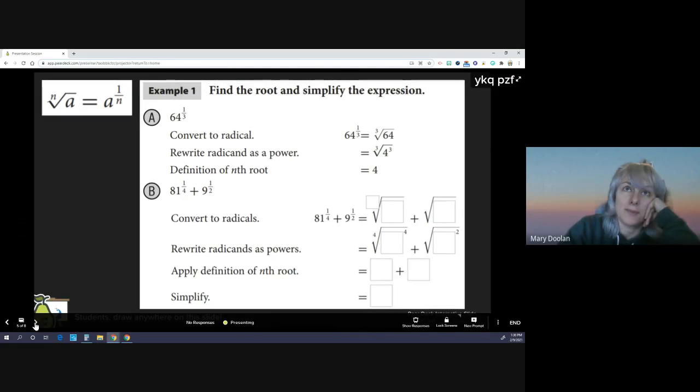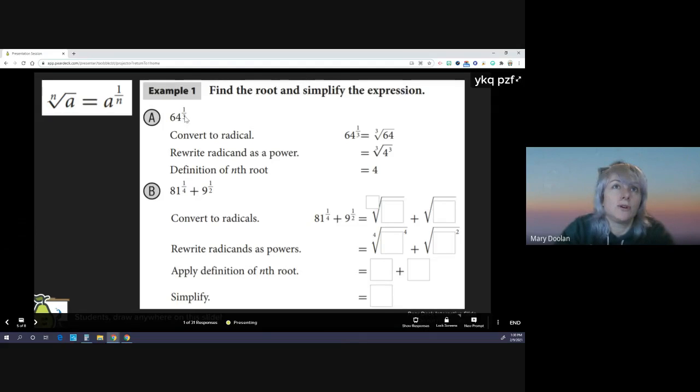Okay. And so we're going to do this slide together. Right here. This is our main idea of the slide. The nth root of a, that's how you read that. The nth root of a equals a to the 1 over n power. And so this goes back and forth. So if we have something like, for this first example, 64 to the 1/3, we're going to find the root and simplify the expression.